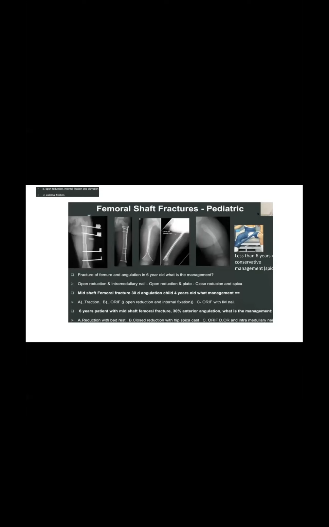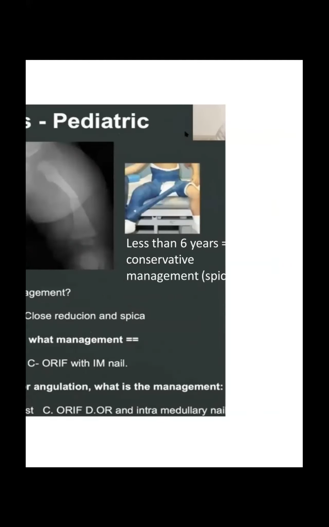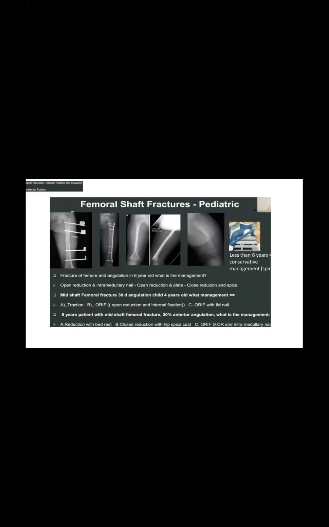Less than 6 years, always conservative management; we have to give a spica. But if it is a 6-year-old with a femur fracture with angulation, we have to do closed reduction with spica. Before 6 years, only spica. At 6 years or above, we have to do closed reduction and spica. The answer is C.